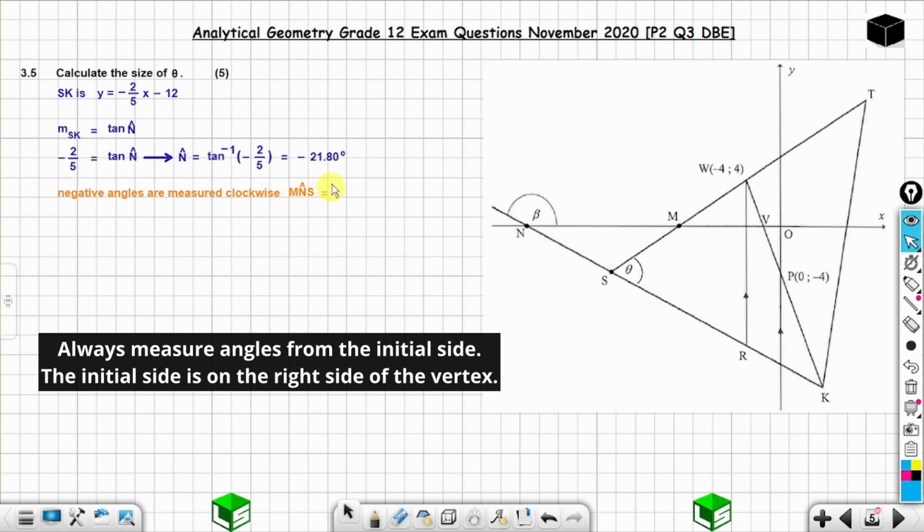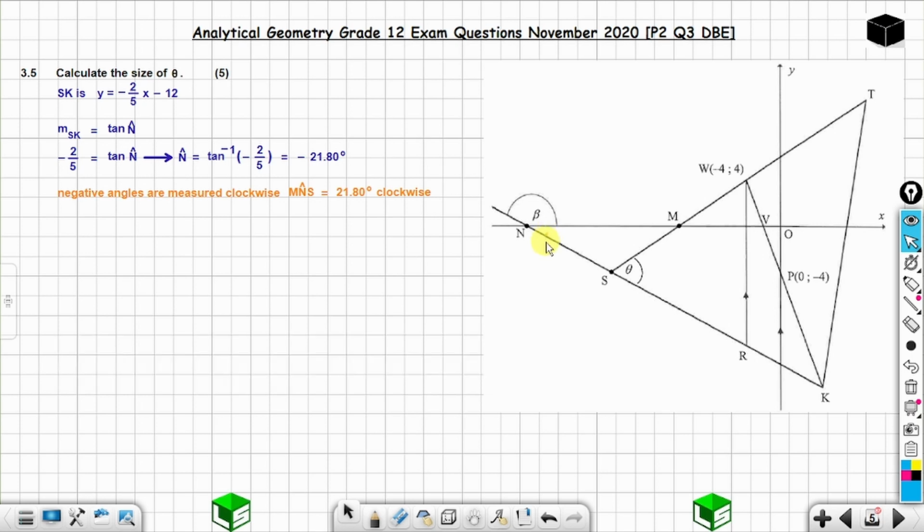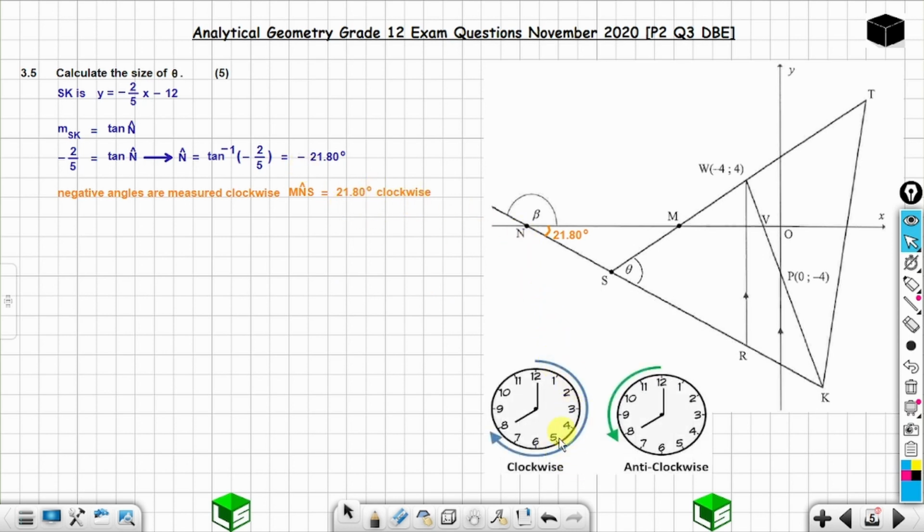This is equal to 21.80 clockwise. Okay, the negative means clockwise. This is the angle MNS clockwise at n. Just to make sure, this is clockwise, the same way the clock turns, and this is anti-clockwise, in the opposite direction.